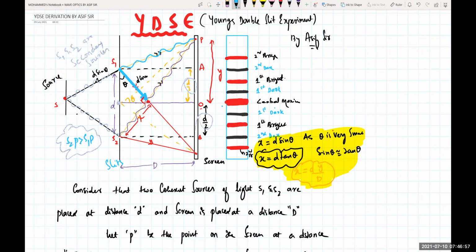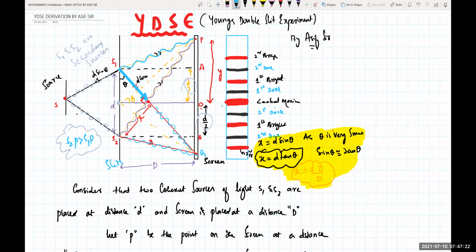The distance between the slits and the screen is capital D. The waves going from S1 will meet somewhere at a point P, and the wave going from S2 will also meet at point P. In the same way, one more wave might be meeting at a point Q. The two waves come in the direction of the arrow marks I have drawn, meeting at this point.